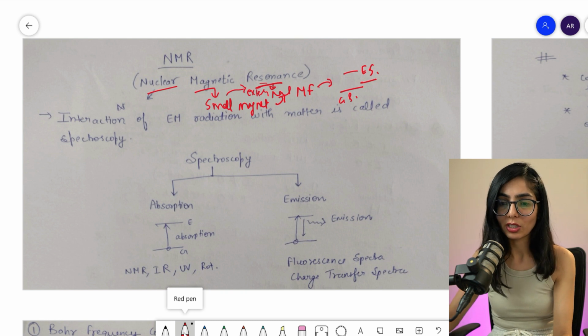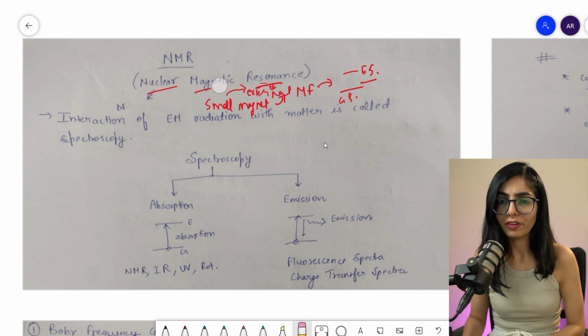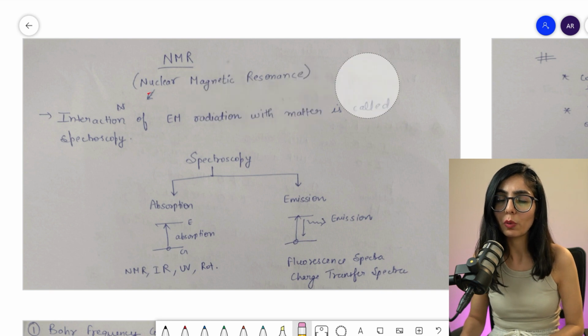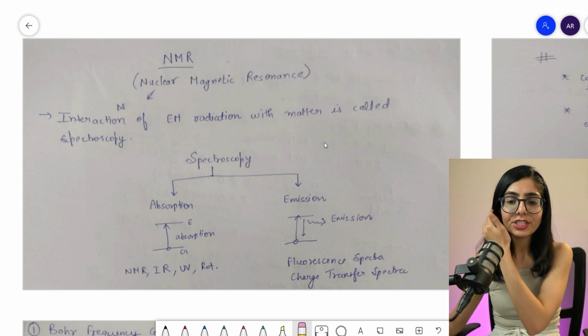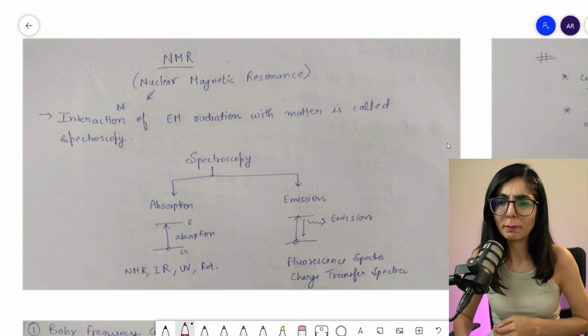Whenever someone asks you, okay, you know everything about NMR, but what about the basic definition, what is the meaning of nuclear over here, what is the meaning of magnetic over here, these are basic things.